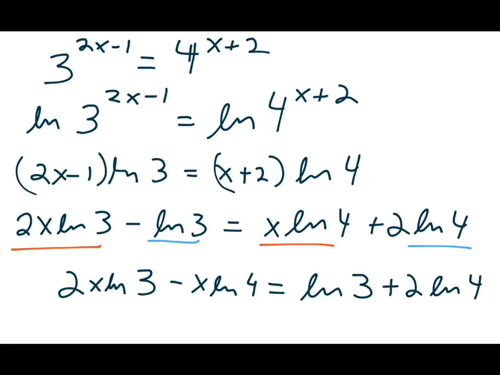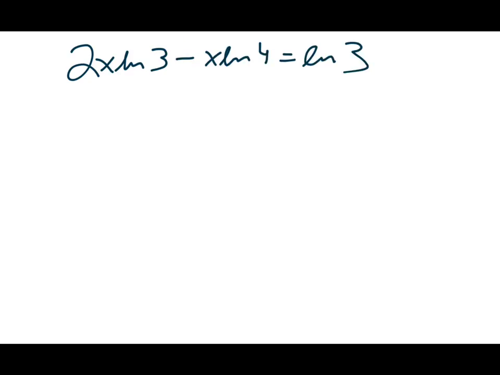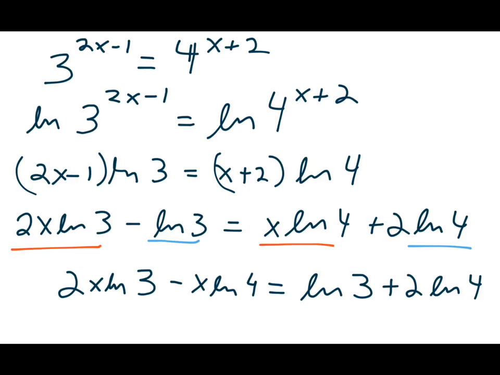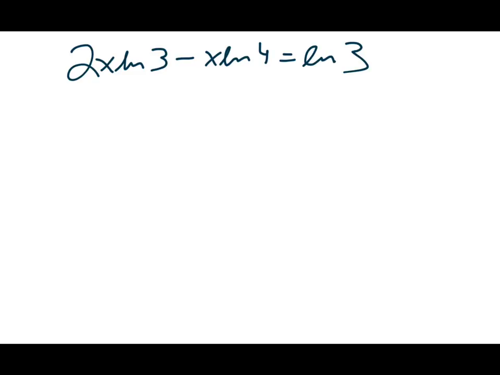Okay? I'm going to skip to a new page. So I have 2x natural log of 3 minus x natural log of 4 equals the natural log of 3 plus 2 natural log of 4. And then here you can see I can factor out an x, which leaves me 2 natural log of 3 minus the natural log of 4.